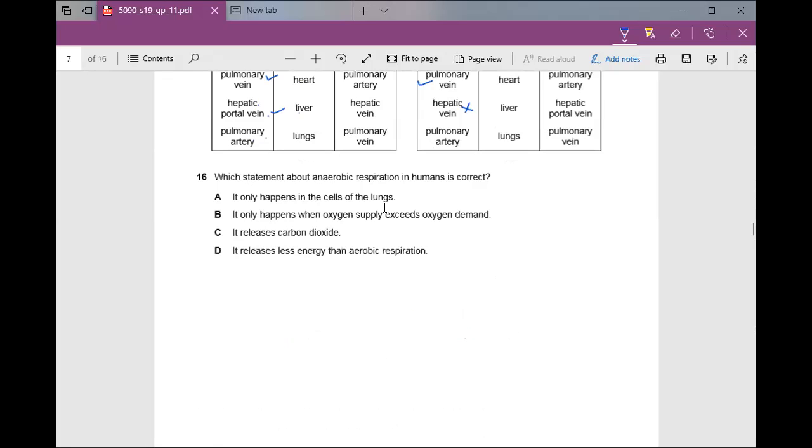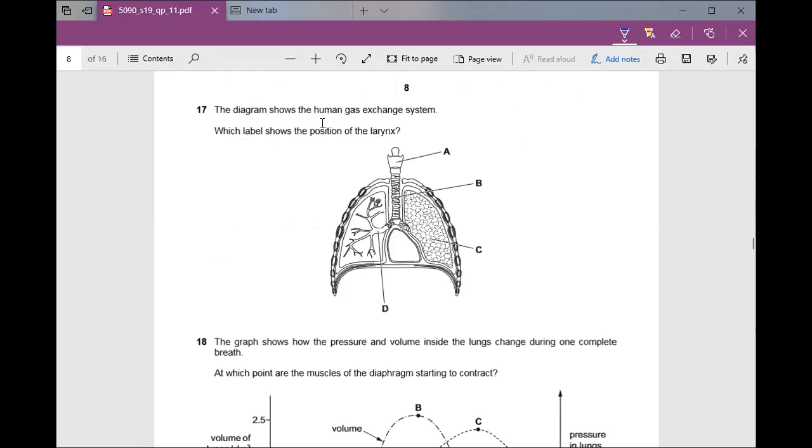Number 16 is, which statement about anaerobic respiration in humans is correct? It only happens in the cells of the lung. Sorry, no way. This takes place in all the living cells. It happens when oxygen supply exceeds. No. It releases carbon dioxide. We cannot say. Anaerobic respiration produces other substances like lactic acid. It releases less energy than aerobic respiration. So 16 is correct.